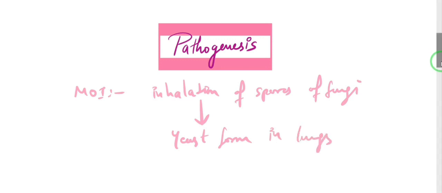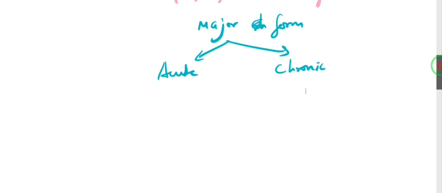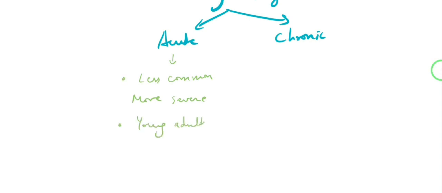Now we are going to talk about two major forms of paracoccidioidomycosis that are seen, right? We have acute form and chronic form. The acute form is less commonly seen, but it is the more severe one, right? So it is going to cause more damage. It is going to involve various organ systems, various viscera of your body, and it is going to be a disseminated infection, right? And this is seen normally in young adults less than 30 years of age, right?